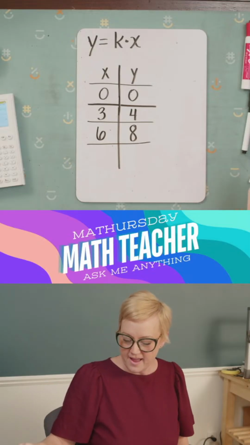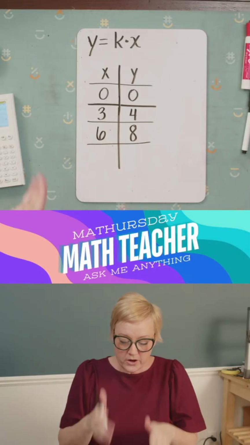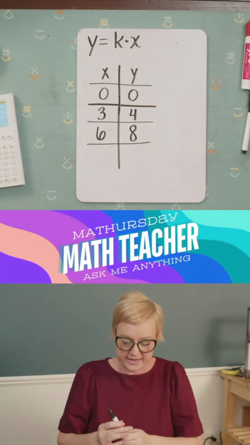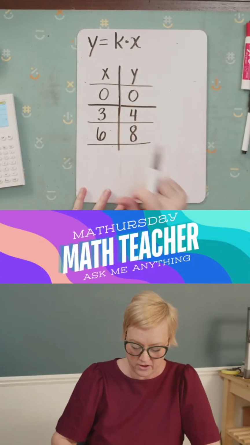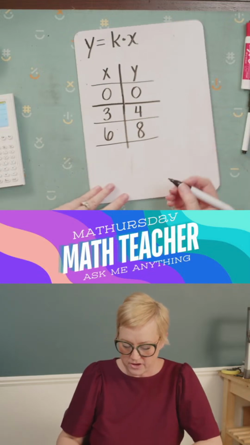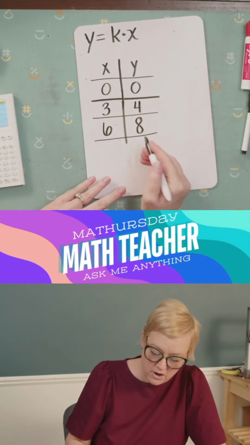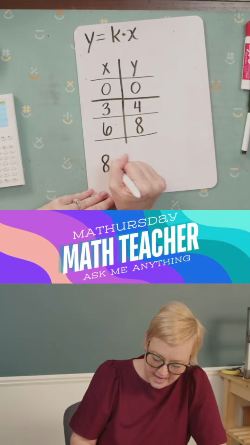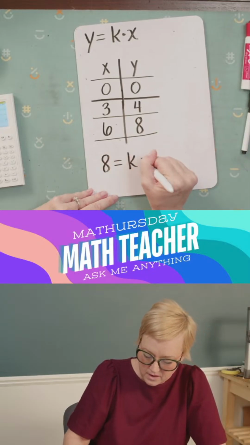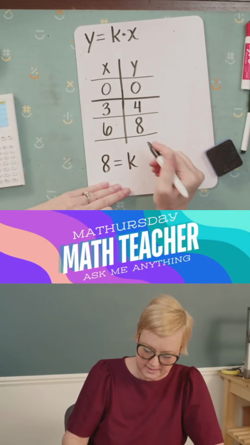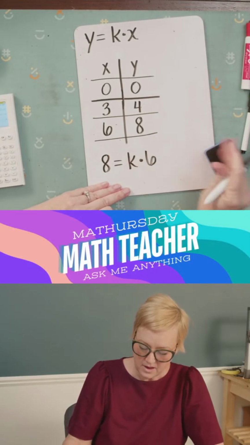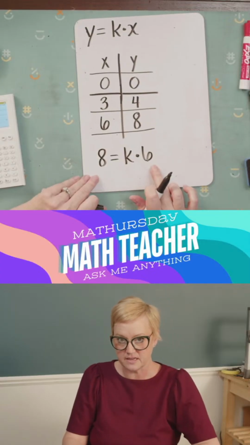You did well. Okay, so when we're looking at this, what we're looking for is, what am I multiplying my x by to get my y value? So we're going to plug in some values that we know. We know that when y is 8, our x value is 6. So k times 6 gives me 8.